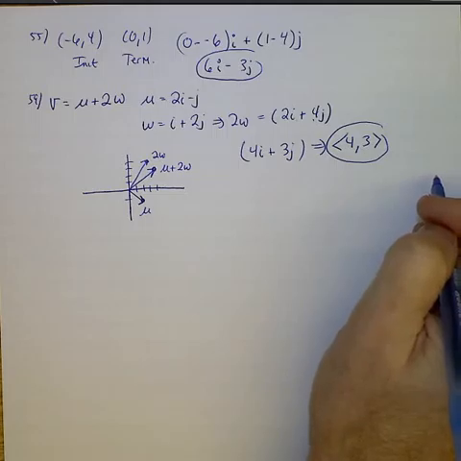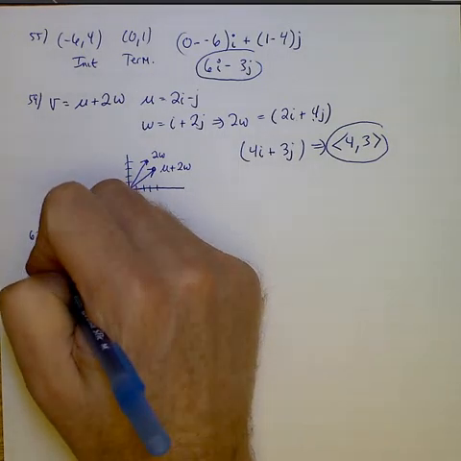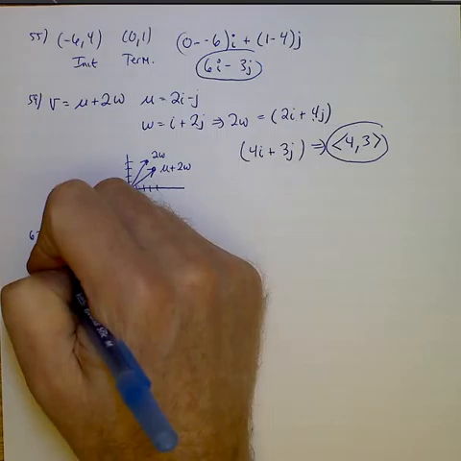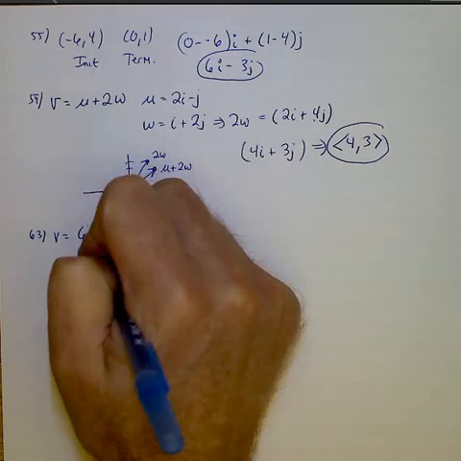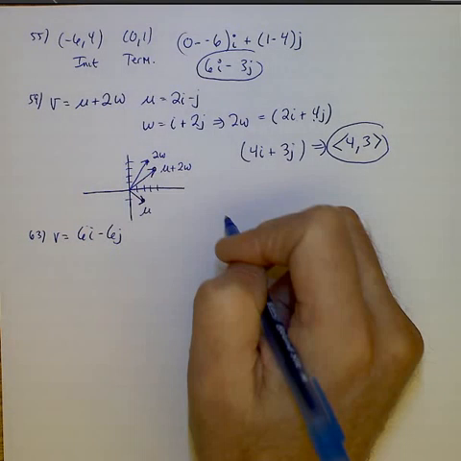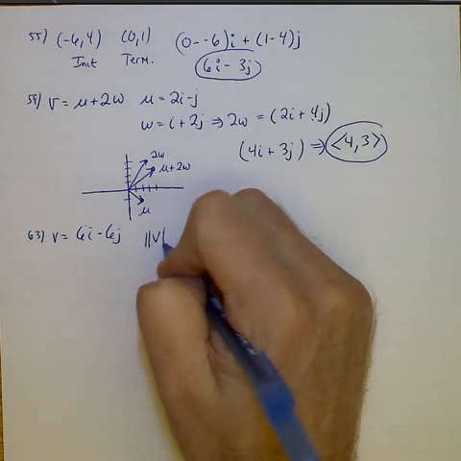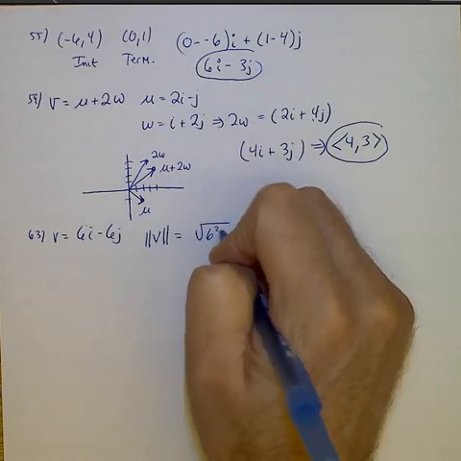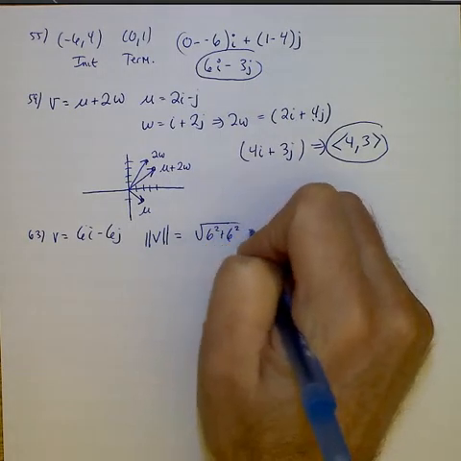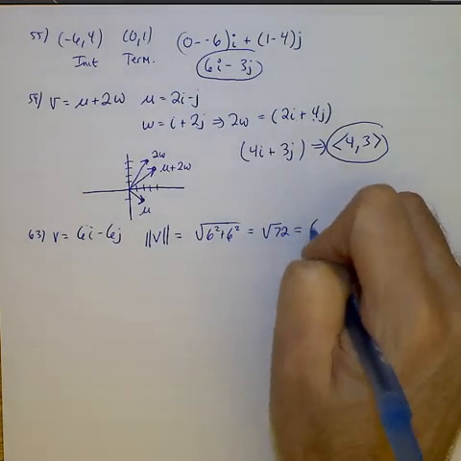Alright, let's look at number 63. In number 63, they want to find the magnitude and directional angle of vector v. Well, v is given as 6i minus 6j. The magnitude of v is the square root of 6 squared plus 6 squared, which is square root of 72. If we simplify the square root of 72, we get 6 root 2.